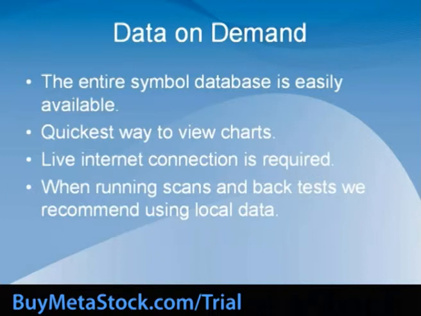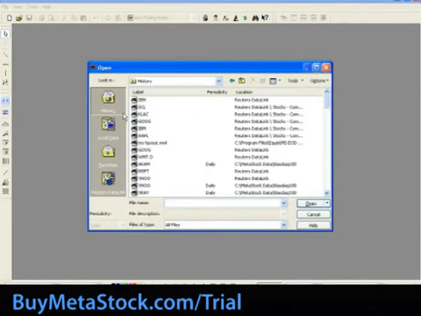In order to use the Data on Demand feature, you must have a live internet connection. And we also recommend using local data when using the Explorer for scans and the Enhanced System Tester for backtesting. When using Data on Demand, these types of functions can be very slow. To quickly retrieve a previously viewed security, click on the History button and select the desired security from the list.